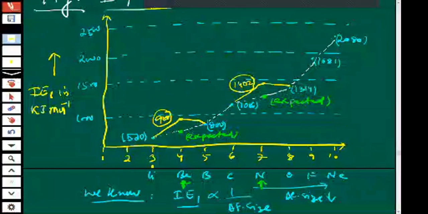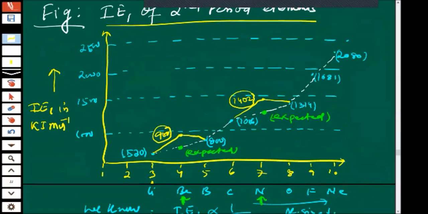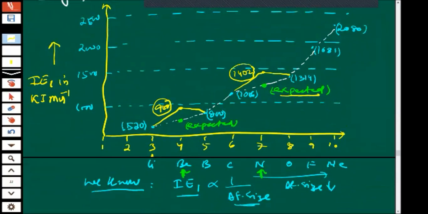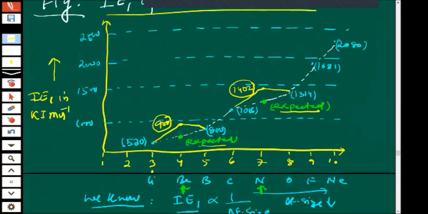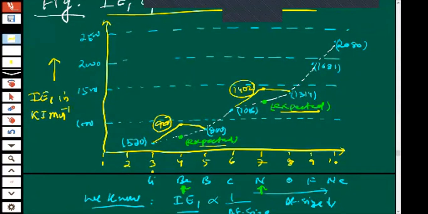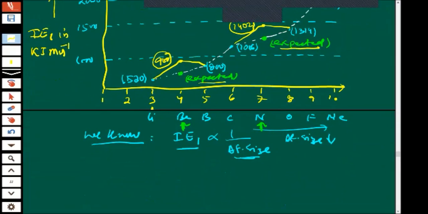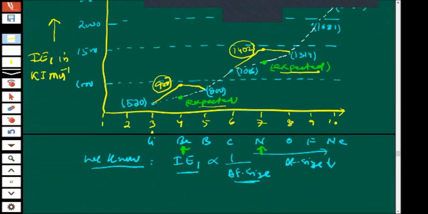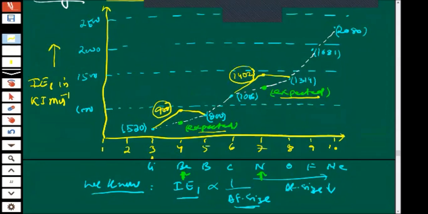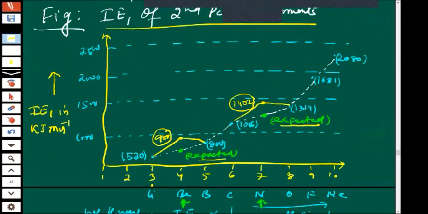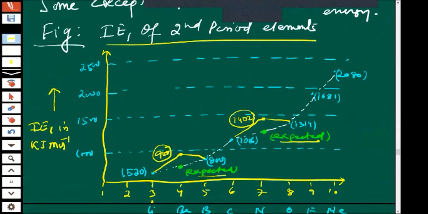So now there is a question: why is nitrogen showing some exceptional behavior, and why is beryllium showing exceptional behavior? Why is their ionization energy more than boron, and why is nitrogen's ionization energy more than oxygen, though they lie on the left side? We know that as we go towards the right-hand side, ionization energy will increase, but they are showing exceptional behavior. So children, we have to write the reason for that.